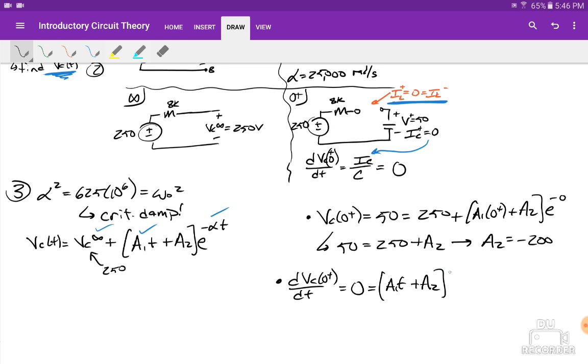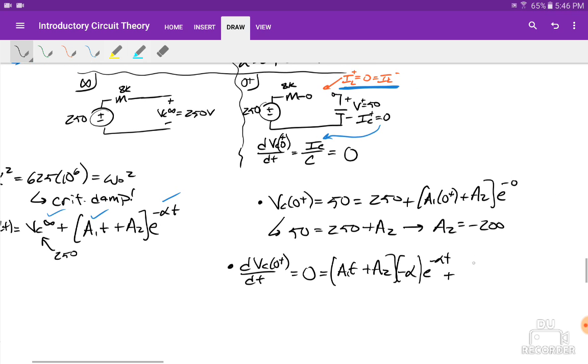And this is going to give me the derivative. So that's the inside term, and I have to take the derivative of the outside term. That's going to be this. And I have to add to that, because it's a chain rule, the derivative of the inside term. So now I'm going to have a1. The derivative of a2 is 0, and then I can multiply by e to the negative alpha t.